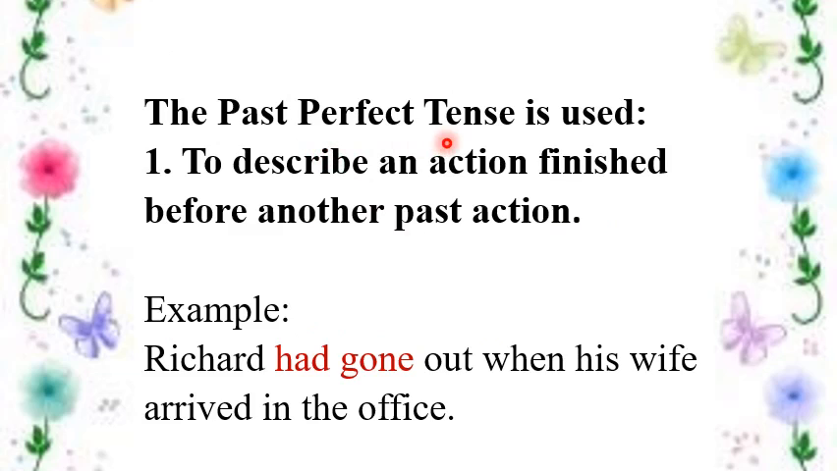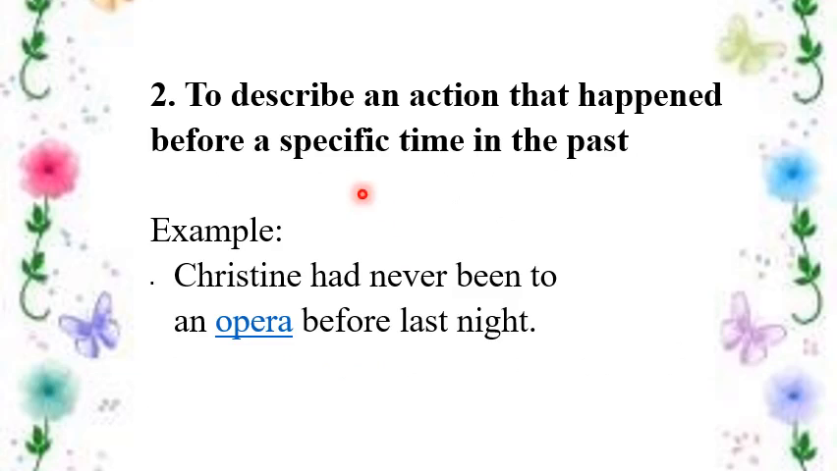The past perfect tense is used to describe an action finished before another past action. For example, Richard had gone out when his wife arrived in the office. Now the first action had been completed in the past. After that, the second action happened in the past. We also use past perfect tense to describe an action that happened before a specific time in the past. For example, Christine had never been to an opera before last night.